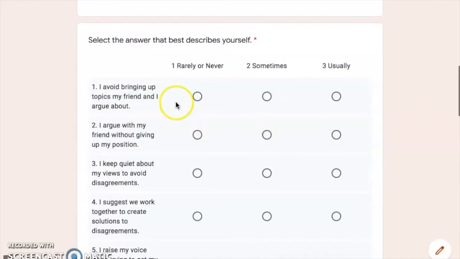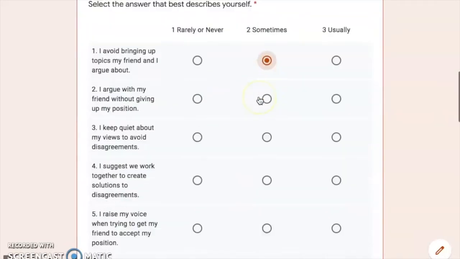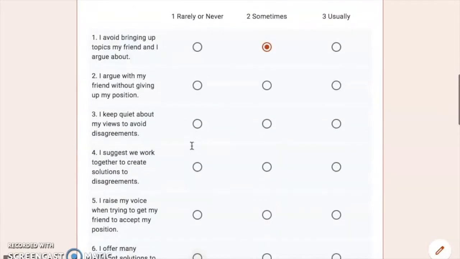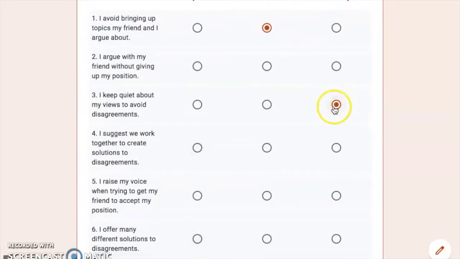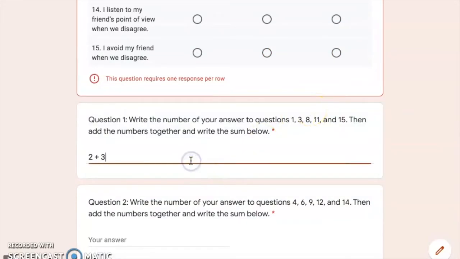So look back at question 1 and maybe you had a 2. Maybe if this was selected, you'd have a 2. So keep 2 in mind and you can type 2 plus, go back to question 3. Maybe you had 3 selected, and if this is here, notice that represents 3. So I'm going to go plus 3.